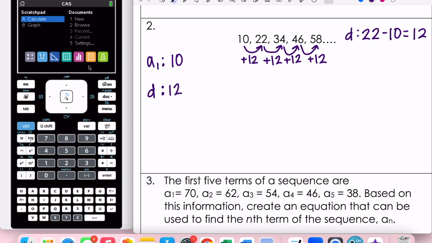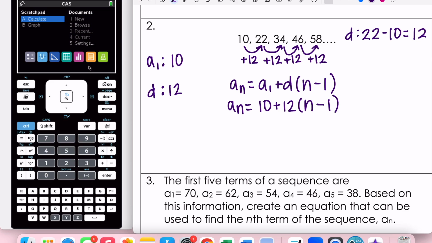So now that I have found the values of a sub 1 and d, I want to plug that into the formula that we have up top, which is a sub n equals a sub 1 plus d times n minus 1. So we're filling in our variables here. So I have a sub n equals a sub 1, which is 10, plus d, our common difference, which is 12, times n minus 1.